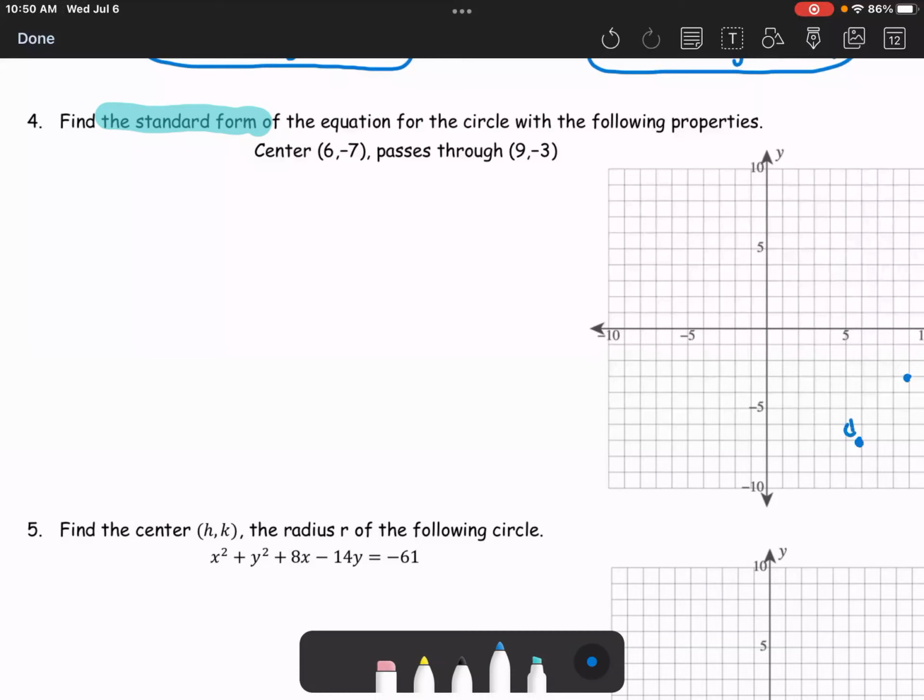So the center would be H, K, and the point on the circle is at 9, negative 3. So that means the distance between these two points is gonna be the radius. So we're gonna find out what is the radius, or the distance. Put the question mark over here, and then the circle will be based on these two pieces of information.